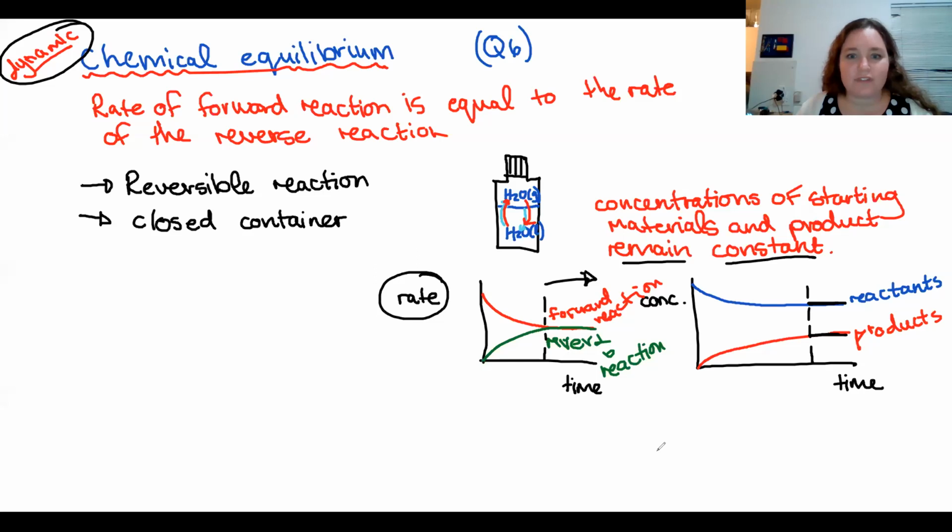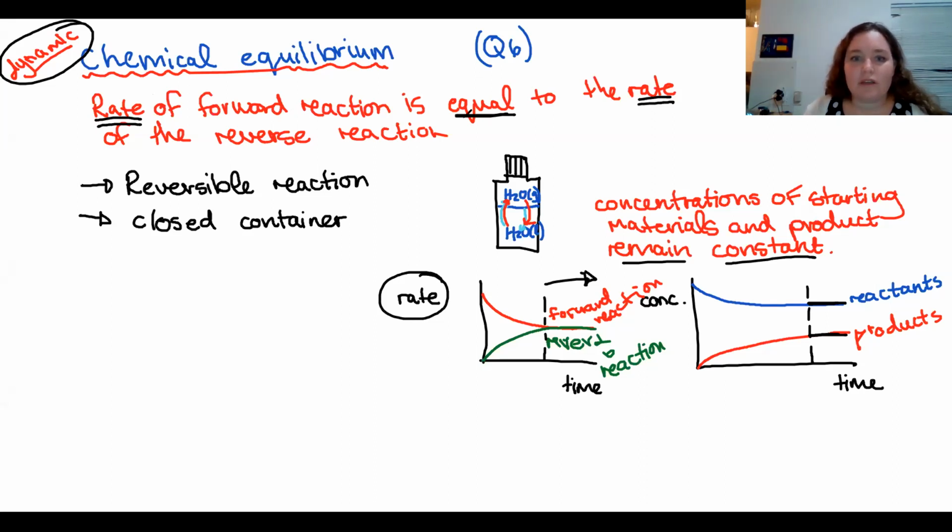The last thing that I just quickly wanted to emphasize here is that we've got to say the rate of the forward reaction is equal to the rate of the reverse. In a multiple choice, they're often going to try and catch you out by saying the forward reaction is equal to the reverse reaction. It's very tempting because it looks the same, but it's missing completely the word rate.